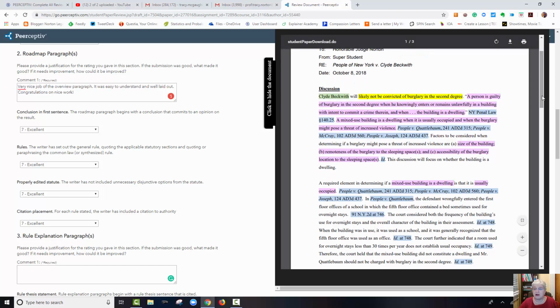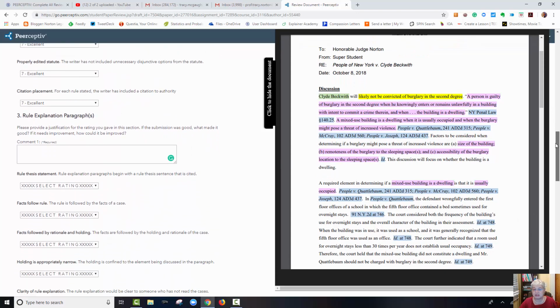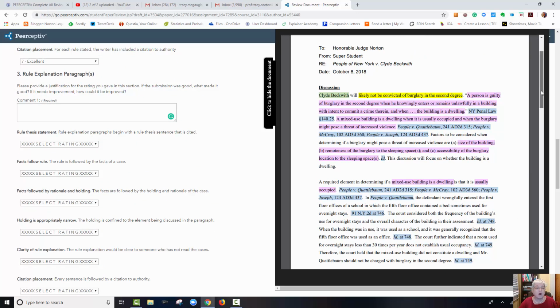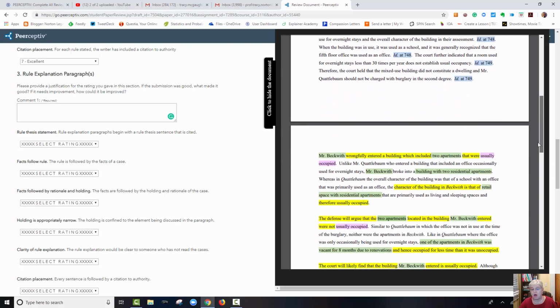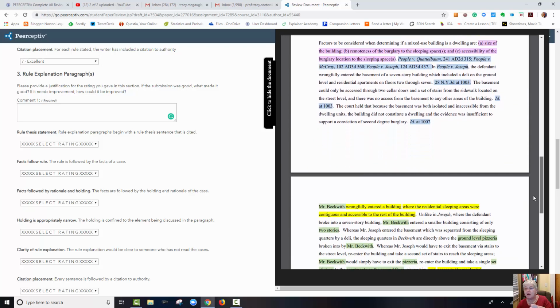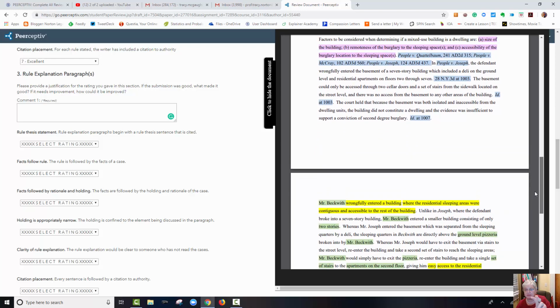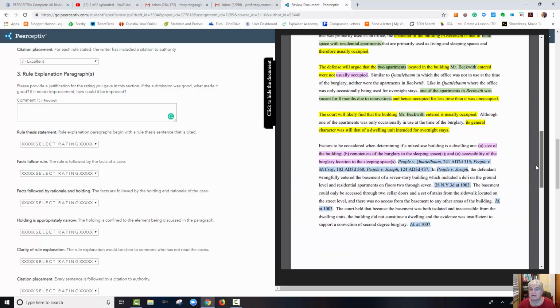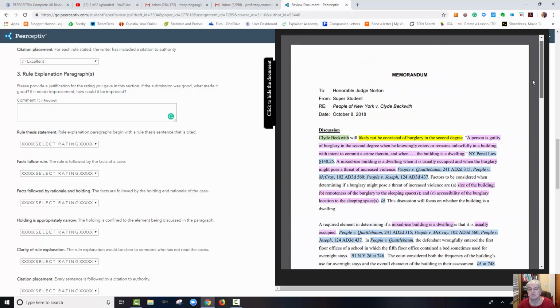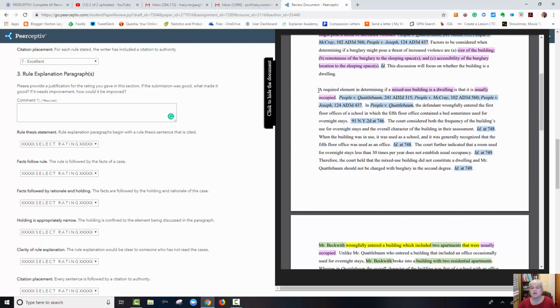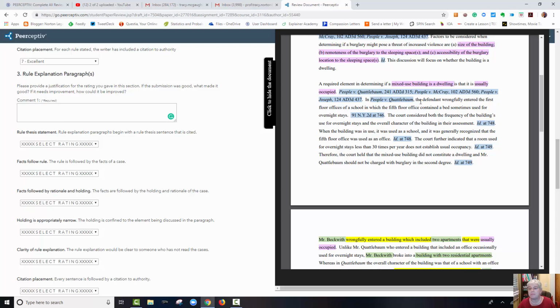Okay, so we move on from there to the rule explanation. Before you can rate the rule explanations, you're going to read all of the rule explanation paragraphs. Here you can tell from the highlighting that there are two rule explanation paragraphs. So a required element in determining if a mixed-use building is a dwelling is that it is usually occupied. Excellent. So that one starts with a rule thesis. In People versus Quattlebaum, the defendant wrongfully entered the first floor offices of a school. That's a fact.